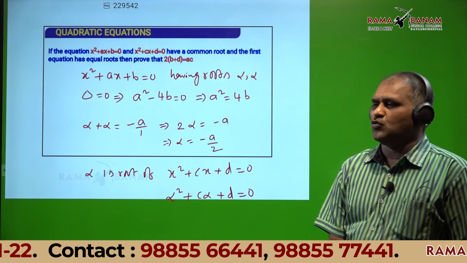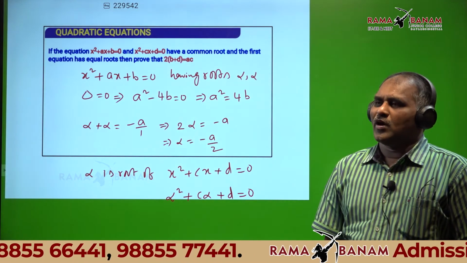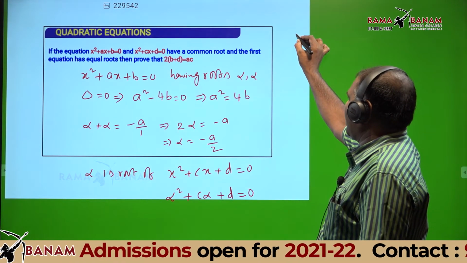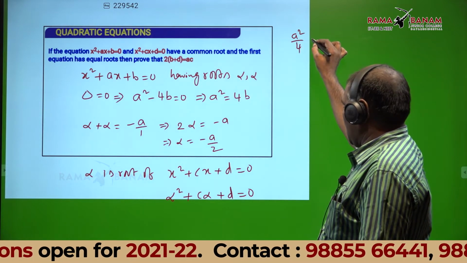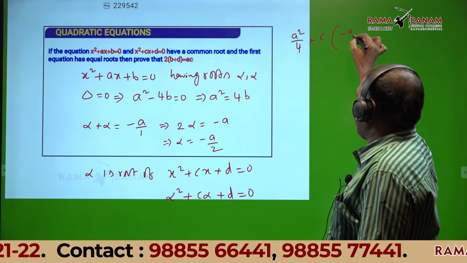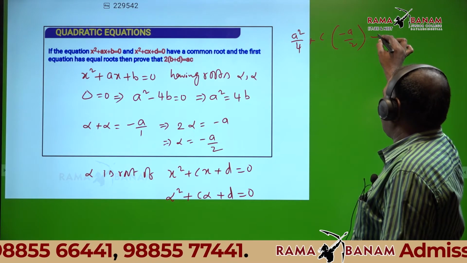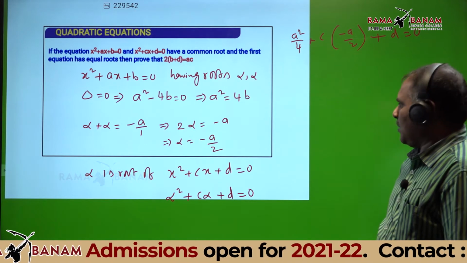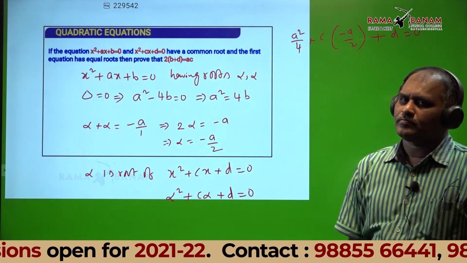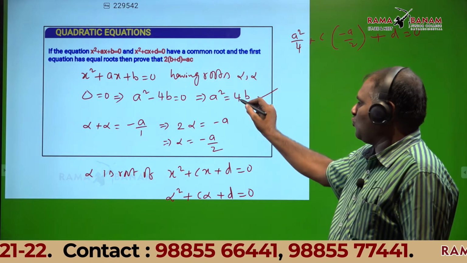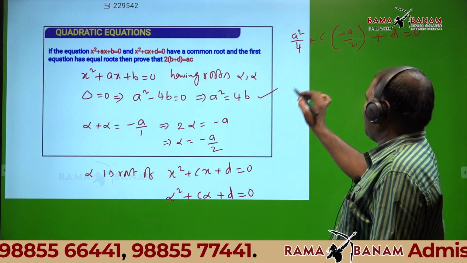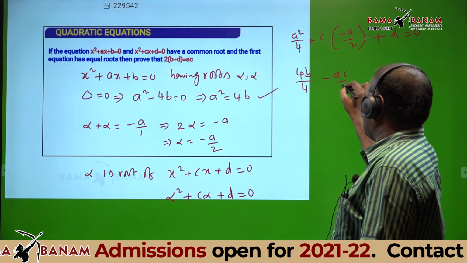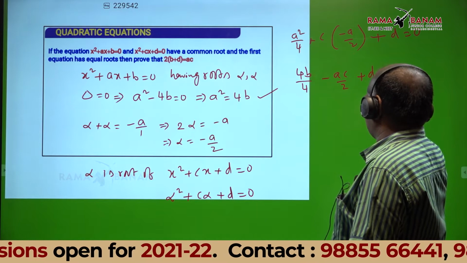What is the alpha value? Minus a by 2. By substitution, you get a square by 4 plus c into minus a by 2 plus d is equal to 0. But what is the a square value? 4b. Substituting in place of a square: 4b by 4 minus ac by 2 plus d is equal to 0.